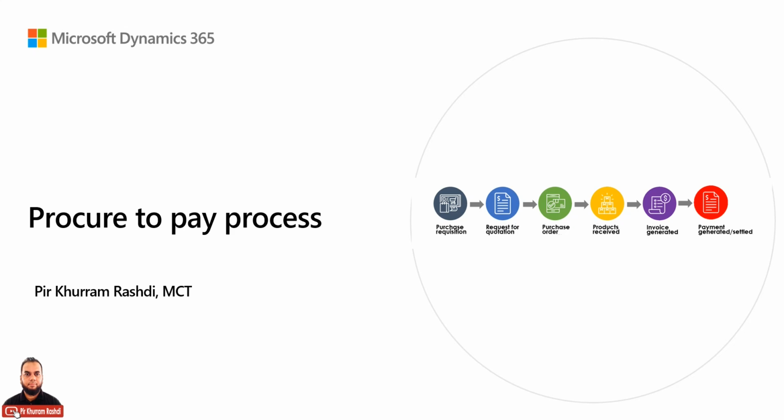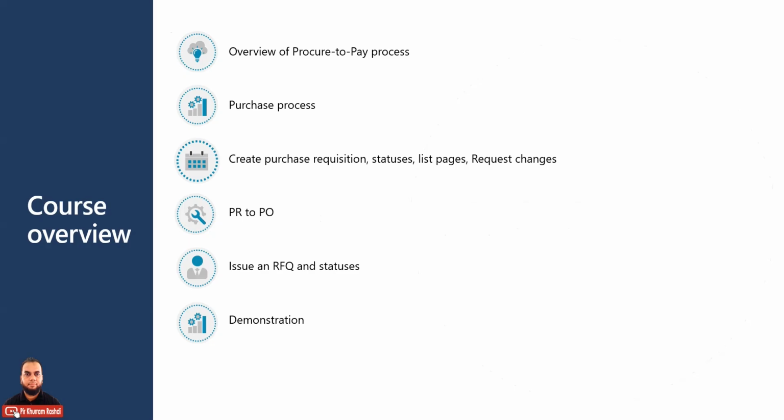Hello everyone. In today's session, we will explore the procure-to-pay process, which is now also known as the procure-to-purchase process because of the separation of SCM from the finance module. That's why it is now called procure-to-purchase, and it does not include the payment journal; it ends at the purchase invoice. But we will still cover the procure-to-pay process in today's video.